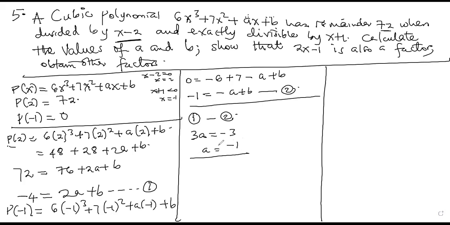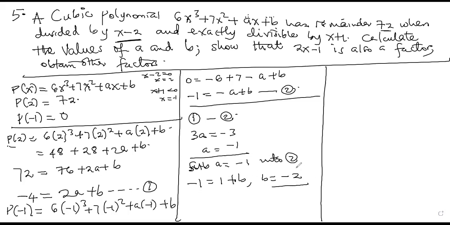And when you substitute for a in any of these two equations, so substitute a is equal to negative 1 into equation 2, it means that negative 1 is equal to 1 plus b. So you realize that here my b is going to be equal to negative 2. That is, if negative 1 comes this side, it will be negative 1 minus 1, which is negative 2.